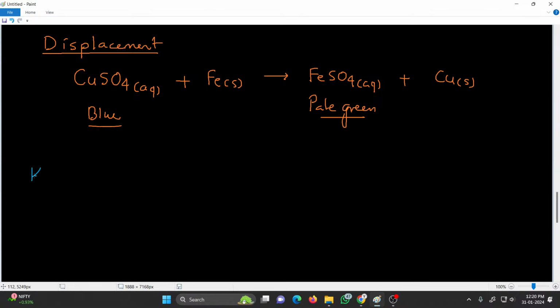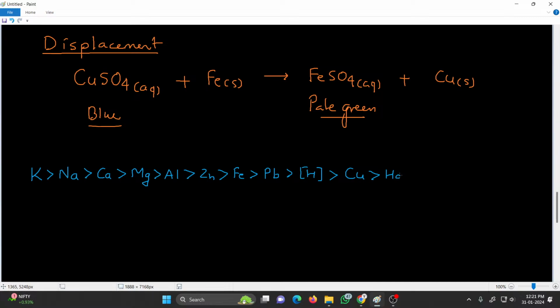The most reactive metal is potassium, followed by sodium. Then we have calcium, magnesium, aluminium, zinc, iron, lead. Then there is hydrogen in between, which is not a metal but it can still form a cation, so we write it. Then copper, mercury, silver, gold, and finally platinum.